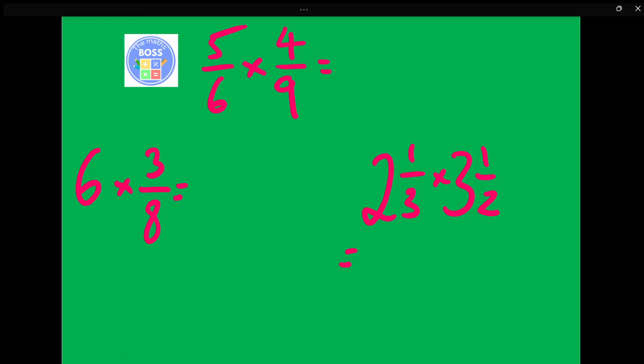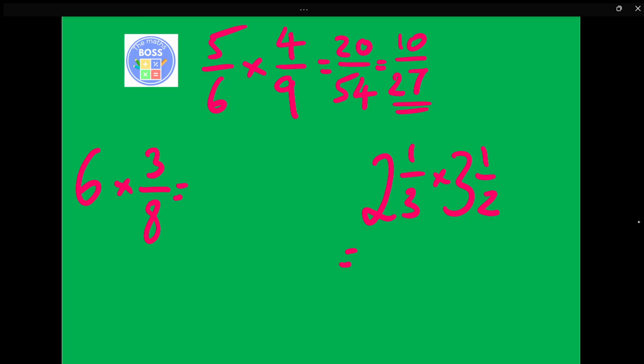Okay, let's see what people said, and let's see what kind of answers we've got here today. So, the top one, the first question, top times top, numerator times numerator, 5 times 4 is 20, 6 times 9 is 54. Simplify your answer. You can use 2 times table. We can just simply half the answers here. So we get 10 over 27. And our final answer is 10 over 27.